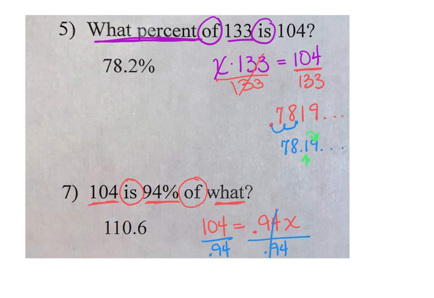So this is going to be 110.63, and it keeps going. So since I want to round this one, I am going to look at that digit. He's a 3, less than 5, so it stays the same.